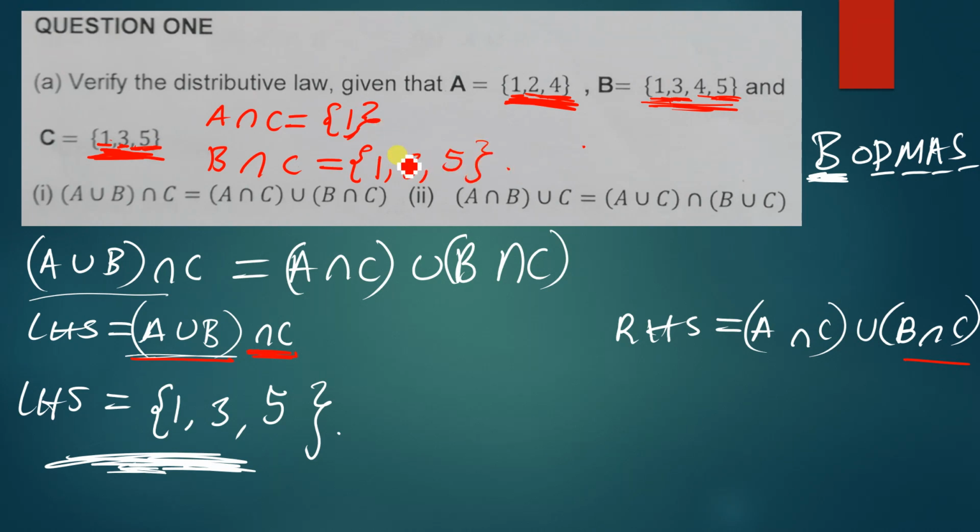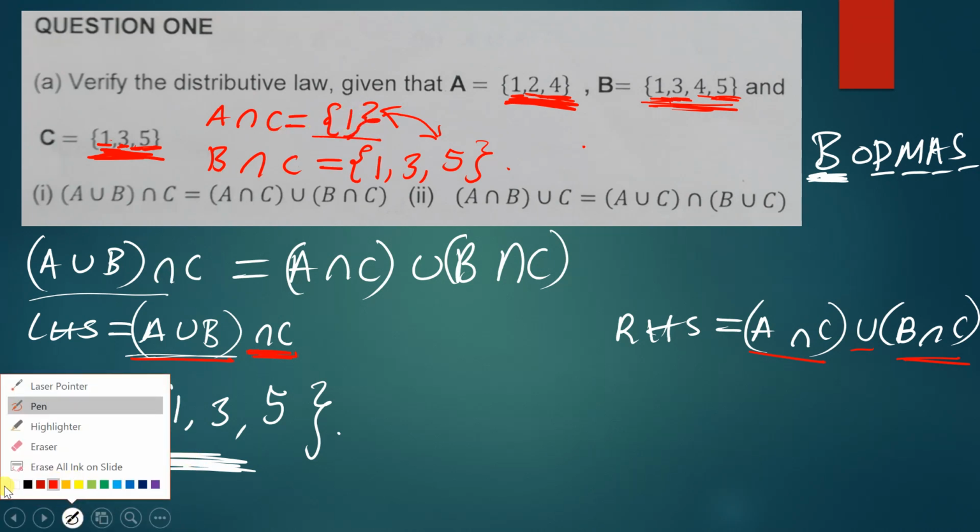So to find A intersection C union B intersection C, it means that we have to find the union set between these two sets, this set and this set. We find the union set. What does it mean to find the union set? We are going to combine the two sets, and as we are combining the two sets, we have to ensure that the common elements are just written once. We are not supposed to write them 2 times, or we are not supposed to repeat them, in other words.